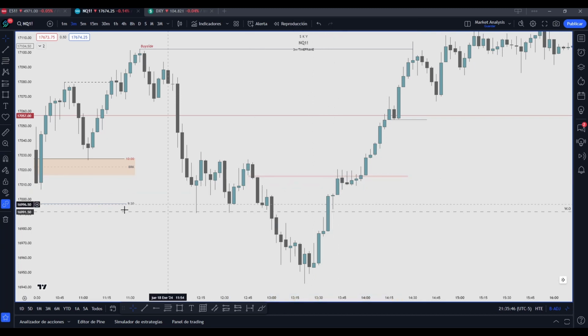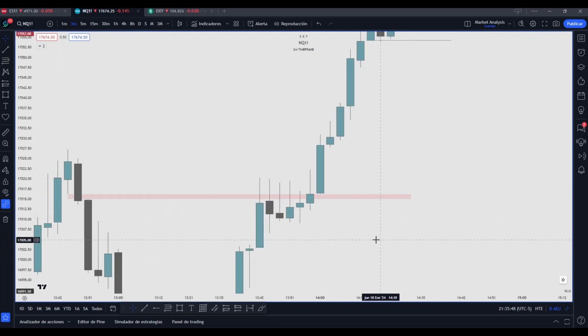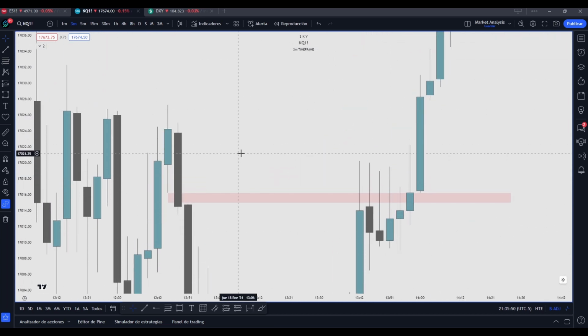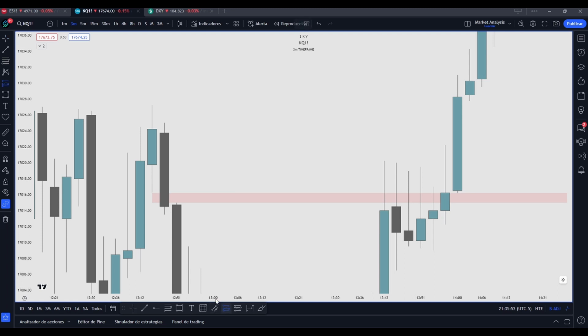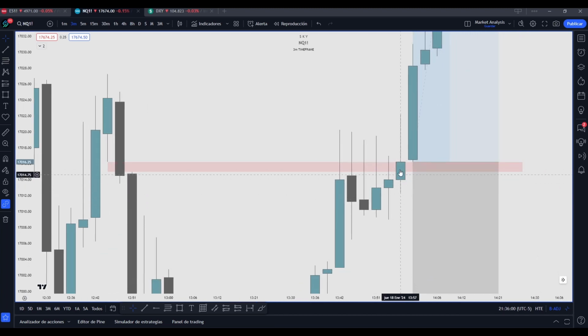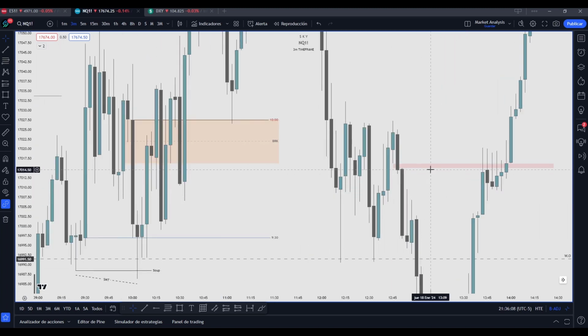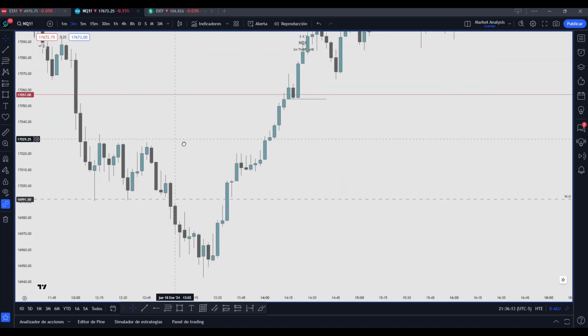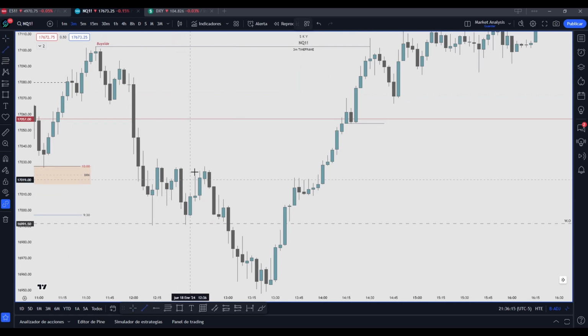First, fair value gap. Let's see how tidy this is. Will you get tagged? Yeah, you would get tagged, barely tagged here. I wouldn't take this because the body displacement of the inverse fair value gap is very tight. So let's see another opportunity.